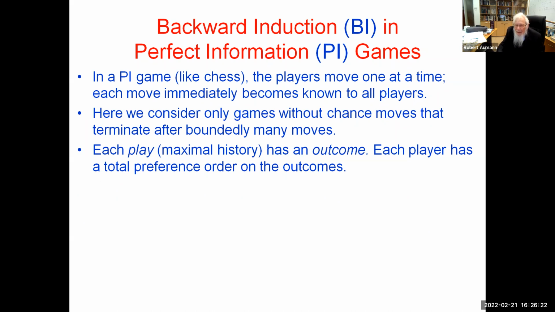Each player has a total preference order on the outcomes. That is outcome genericity. All players have to have a total preference, have to actually prefer, not be indifferent. If one player is not indifferent between two outcomes, then all players are not indifferent. If one player is indifferent, then all players are indifferent. It's a substantive assumption. It's a genericity assumption, but many games satisfy it. Not all. Thank you.